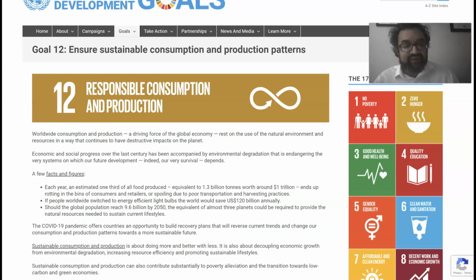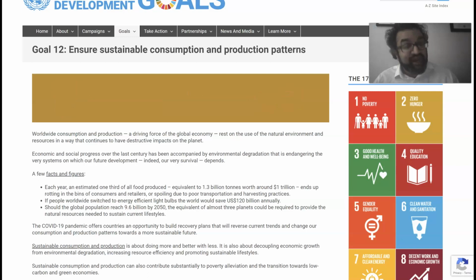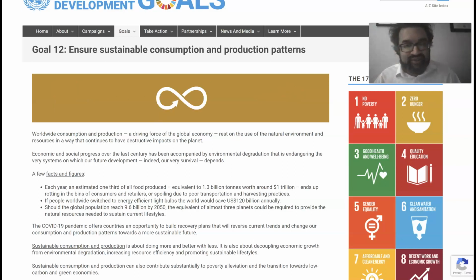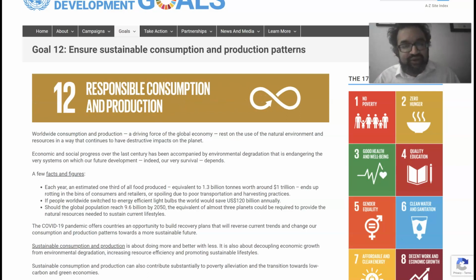Should the global population reach 10 billion or 9.6 billion by 2050, which it is predicted to hit, the equivalent of almost 3 planets could be required to provide the natural resources needed to sustain current lifestyles. So we have to start making cutbacks. We have to decrease the amount of time that the lights are on. There was a global blackout where people all around the world, in awareness, decided to turn off the lights, and I had a video that I created for that.